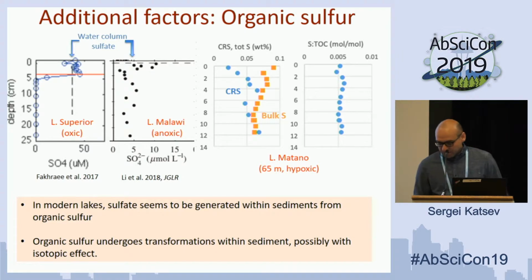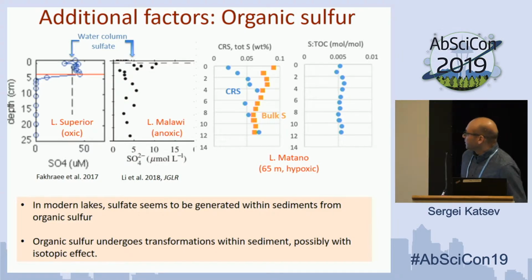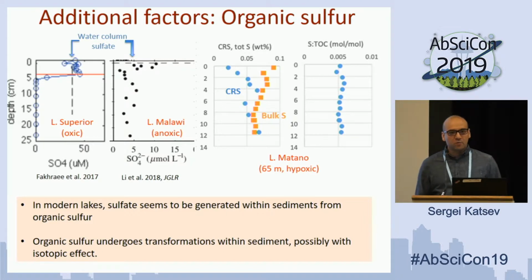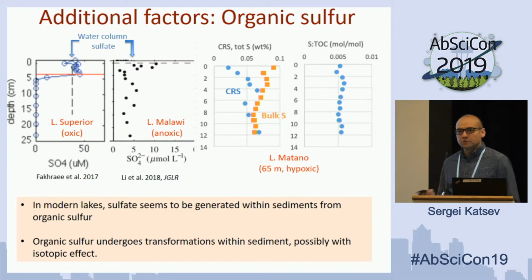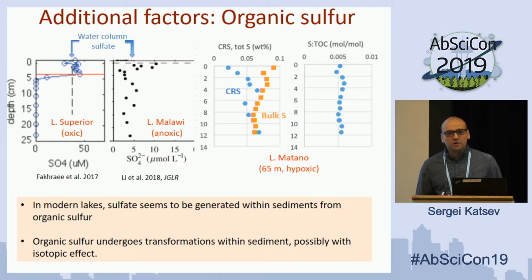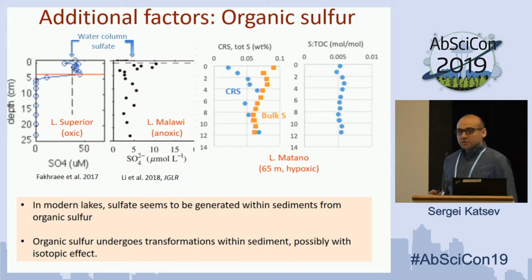Okay, in the remaining few minutes, I'd like to talk about the factors that we may not have put into these models. Like I said, previously we considered sulfate diffusing in from the water column. That was the primary source of sulfur to the sediments. Well, if we look into modern lake sediments, low sulfate lakes, sulfate and sulfide seem to be generated within the sediment from organic matter.